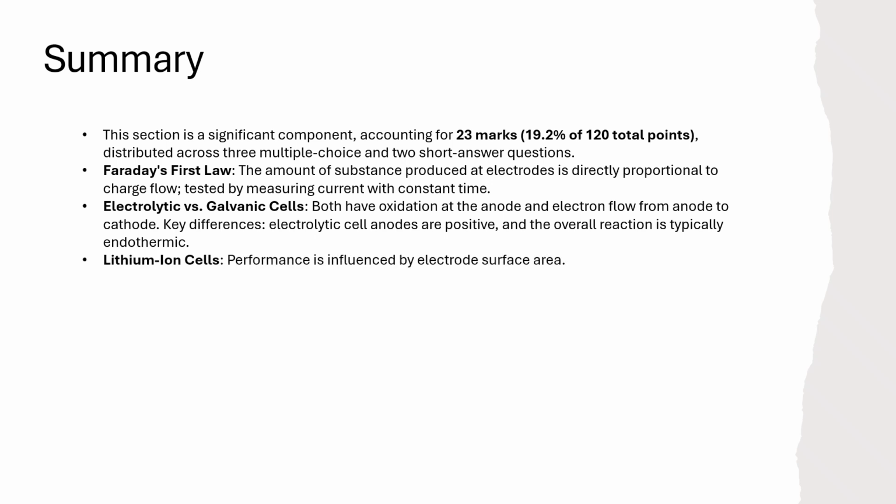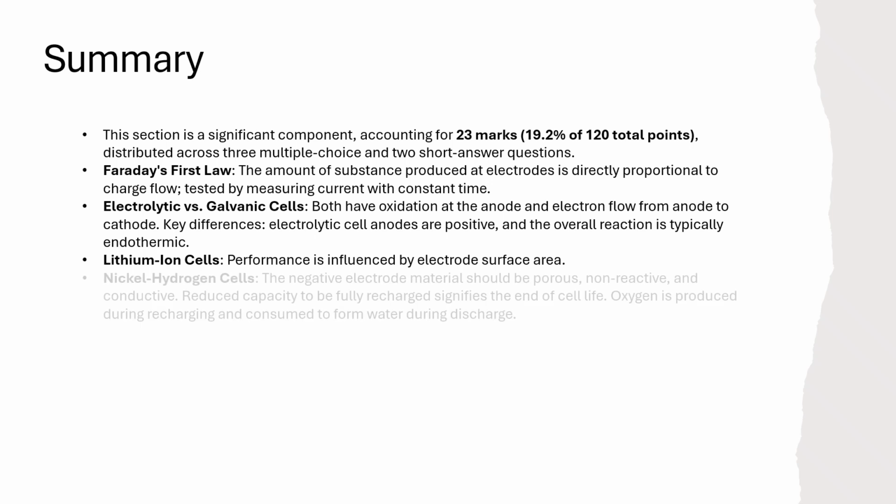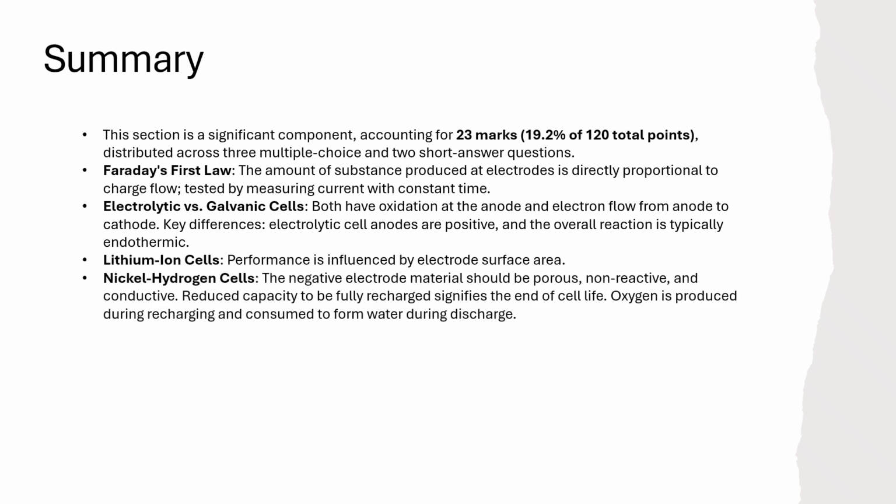Lithium-ion cells: performance is influenced by electrode surface area. Nickel-hydrogen cells: the negative electrode material should be porous, non-reactive, and conductive. Reduced capacity to be fully recharged signifies the end of cell life. Oxygen is produced during recharging and consumed to form water during discharge.